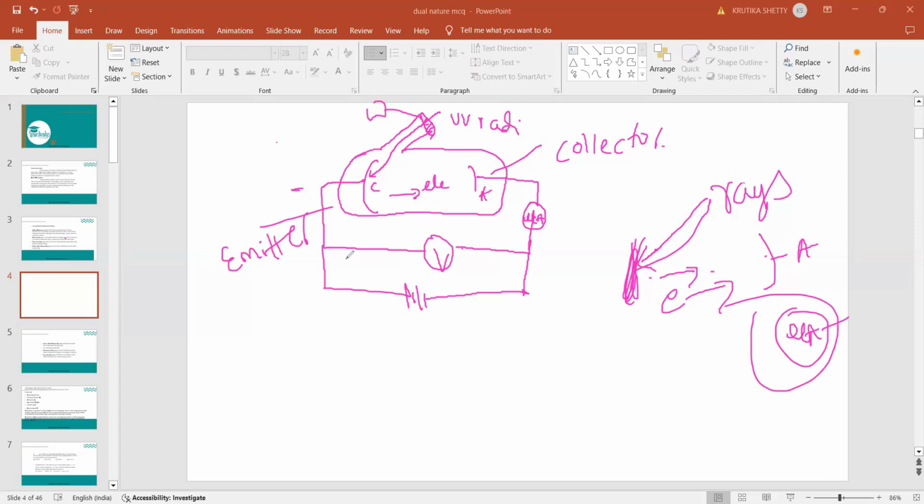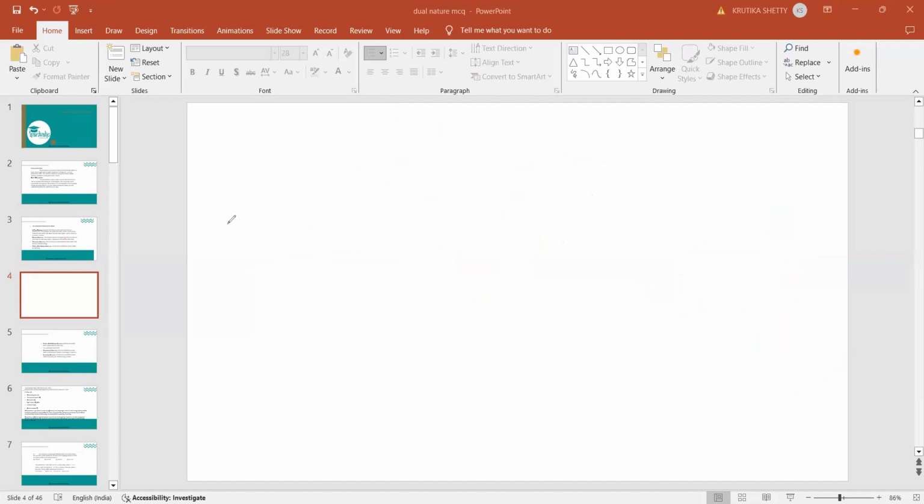In Lenard's experimental setup, we have one evacuated chamber, and inside it we have the cathode and the anode. This is connected to the voltmeter, the ammeter, and the battery. Initially, when you connect the potential difference, there is no current. But when light radiation is incident on the cathode, the electrons come out of the surface and hit the collector plate, and the current can be measured using the microammeter.